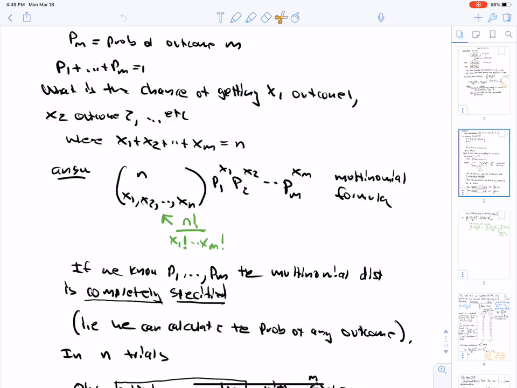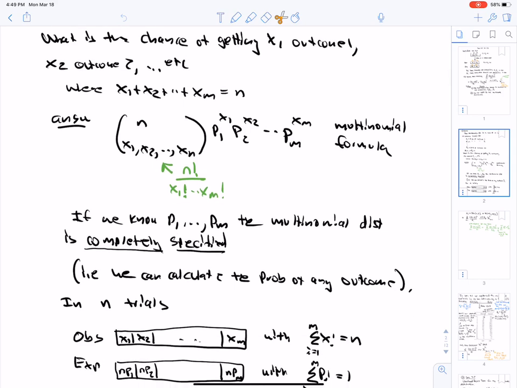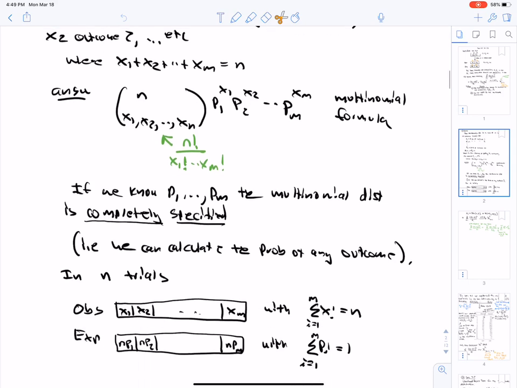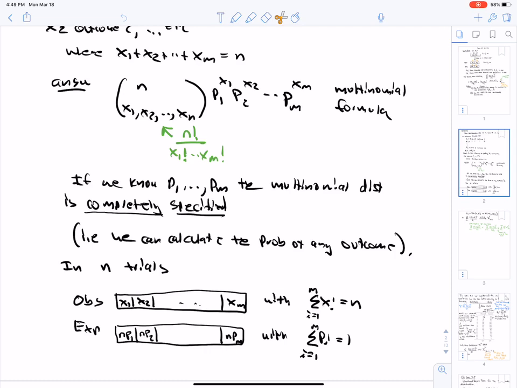We have n choose x1, x2, and so on, times the probability p1 to the x1 and so on. So if we know these probabilities, then the multinomial distribution is completely specified. In other words, when we calculate this, we actually get a number. If it's not specified, you would get something in terms of a parameter theta.